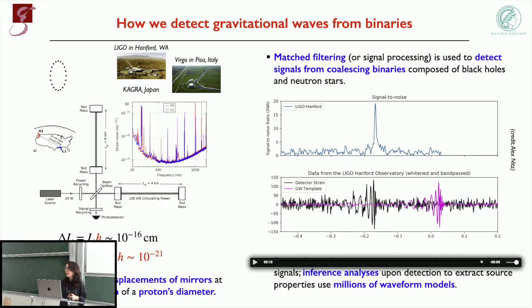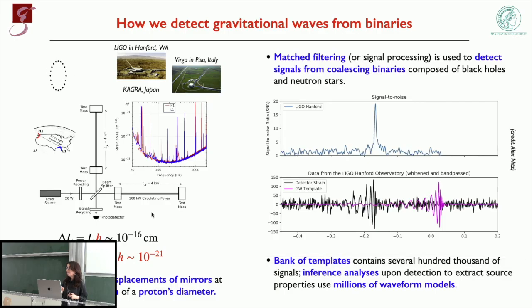Now, for that, we need to build template banks. The template banks contain many templates, 100,000 of them. We need to produce even a million templates when we do follow-up analysis using Bayesian methods. And so you understand that this problem is complicated because you have to produce waveforms that are very accurate, and you also have to be very fast.